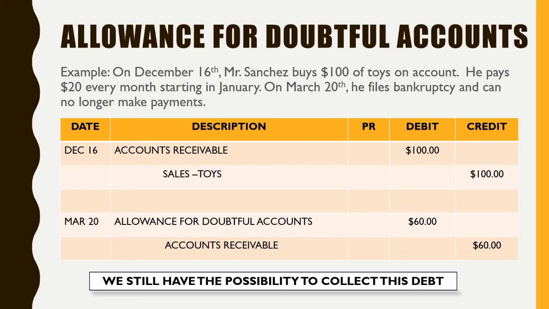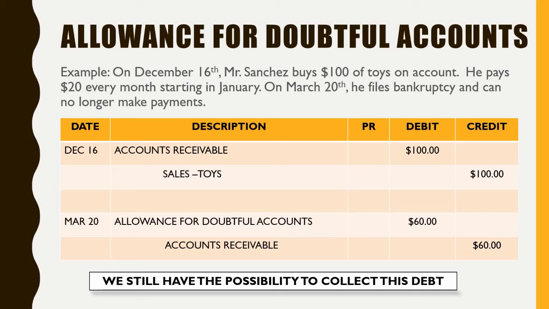So let's go ahead and take this example here. On December 16, Mr. Sanchez buys $100 of toys on account. He pays $20 every month, starting in January. Then on March 20th, he files for bankruptcy, and he can no longer pay us.